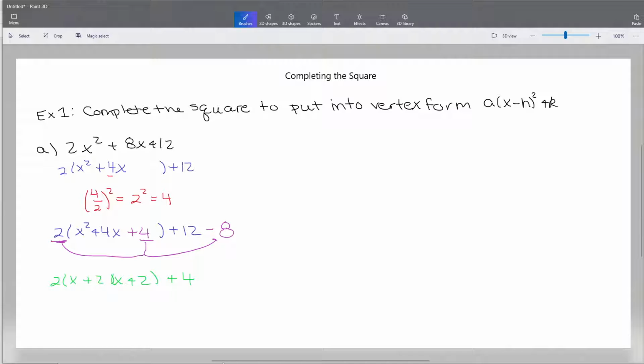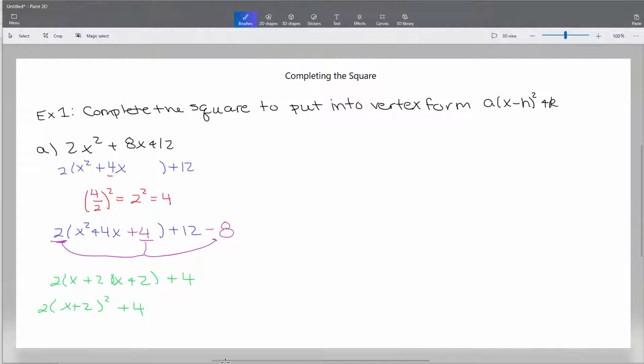Okay, and now I'm going to rewrite this as my final step, right, where I'm writing this with x plus 2 squared plus 4. Okay, and this is in our final vertex form, right? We have the a value being 2, just like it was here. We have our h value being negative 2, and we have our k value being 4.